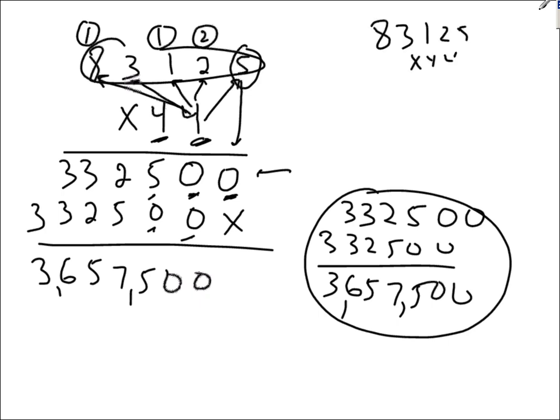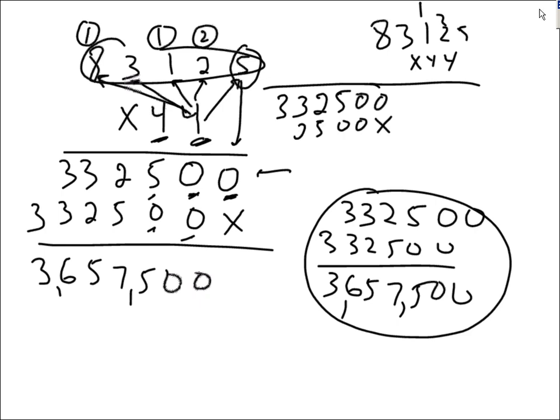That is 83125 times 44. 4 times 5 is 20. 4 times 2 is 8 plus 2 is 10. 4 times 1 is 4 plus 1 is 5. Etc. I get that. And then I indent 1. I'm multiplying by 4 again. I get the same numbers. When I add them up, here's my answer.